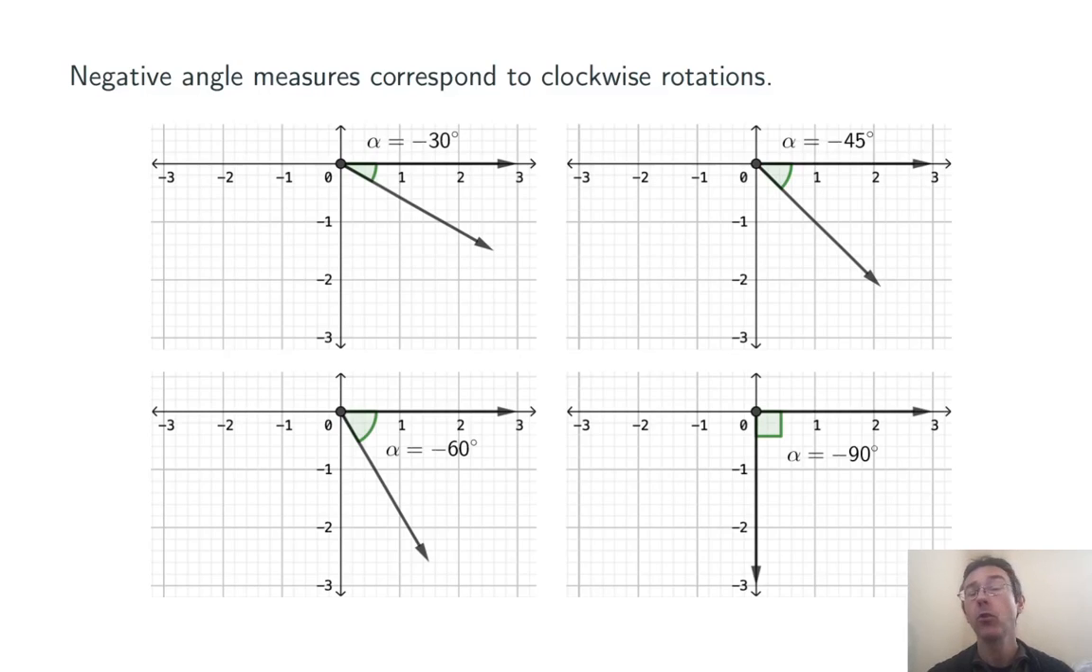Negative angle measures correspond to clockwise rotations. So here you see rotations of negative 30, negative 45, negative 60, and negative 90 degrees. So going in the opposite direction as before.